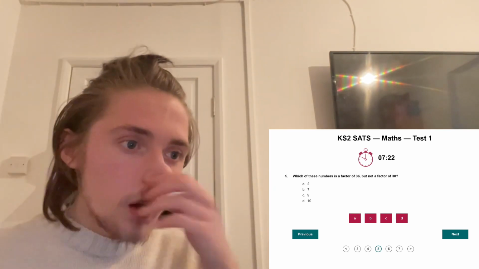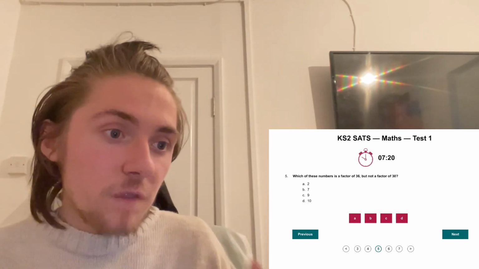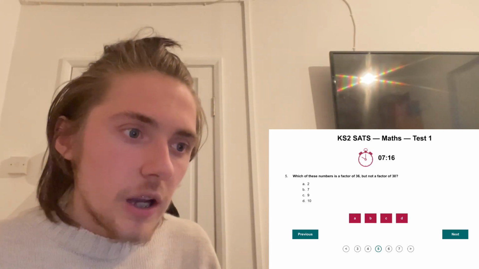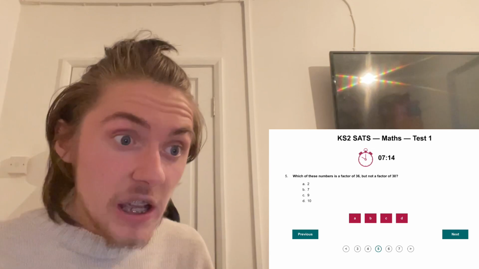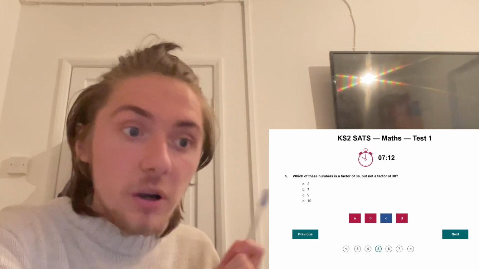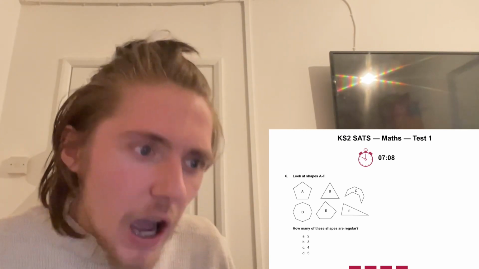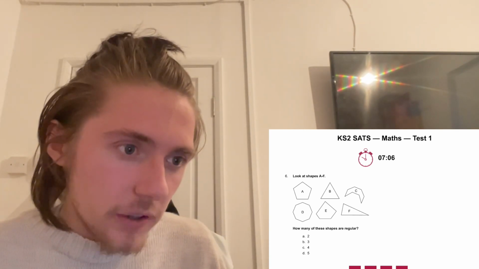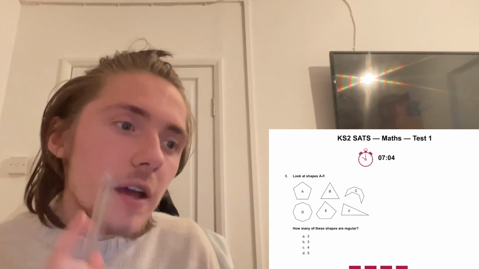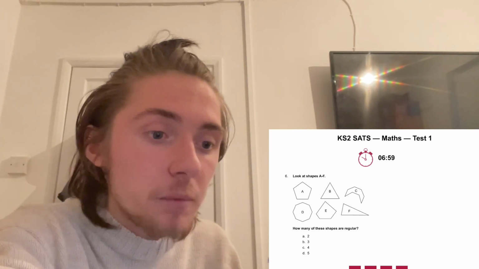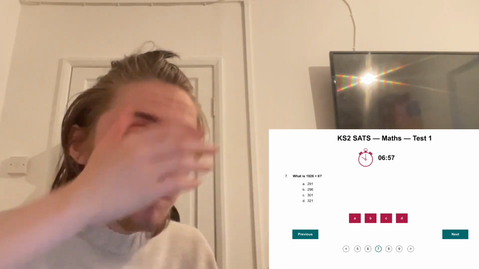Let's continue. Which of these numbers is a factor of 36, but not a factor of 30? 9, 18, 27, 36. C is a factor of 36, but it's not a factor of 30 because it doesn't go into it. Look at shapes A to F. How many of these shapes are irregular? C, E. I'm going to go for B, which is 3. I don't know if that's true.